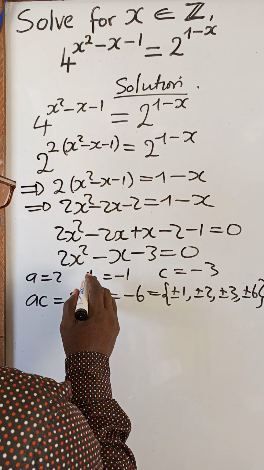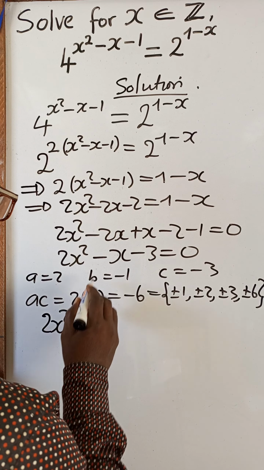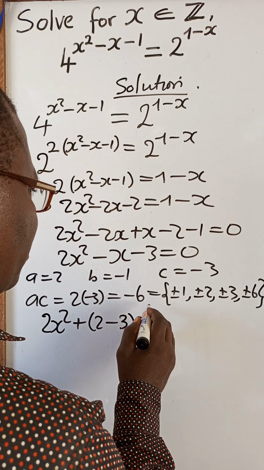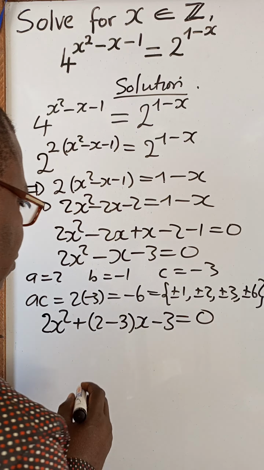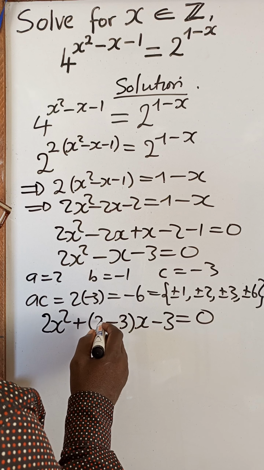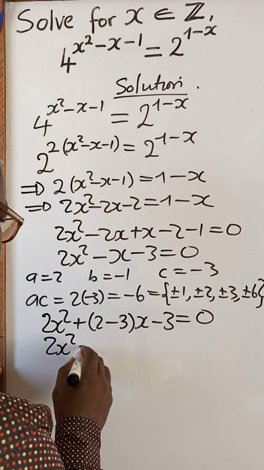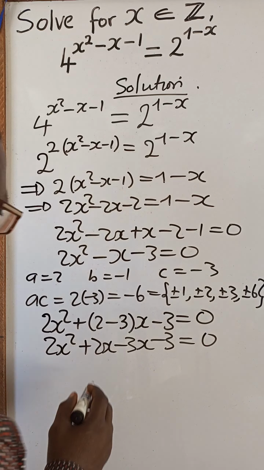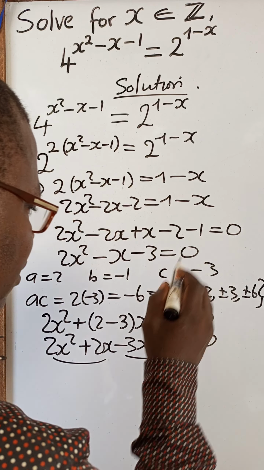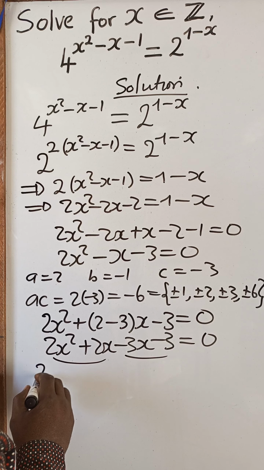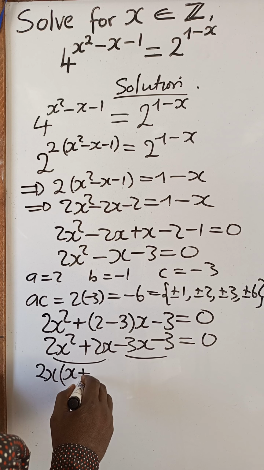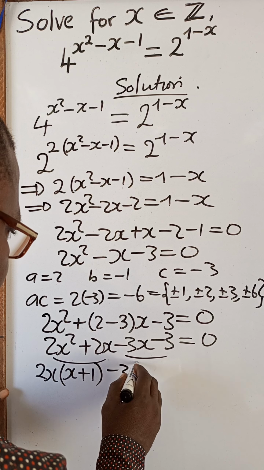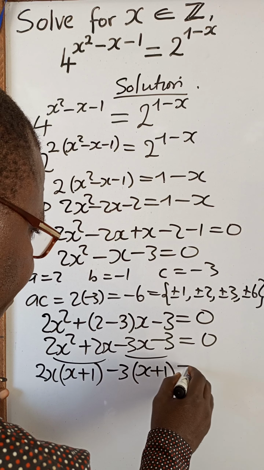So we rewrite this expression. We have 2x squared, and in the place of negative 1 we write positive 2 minus 3 multiplied by x, minus 3 is equal to 0. Let's distribute x into 2 minus 3. So we have 2x squared plus 2x minus 3x minus 3 is equal to 0. Now we factorize the first two and the second two expressions. Here 2x is common. We take out 2x, and we have x plus 1. Here negative 3 is common. We take out negative 3, and we have x plus 1.